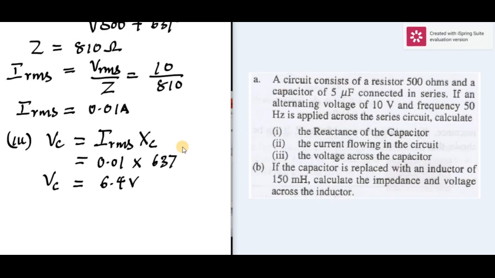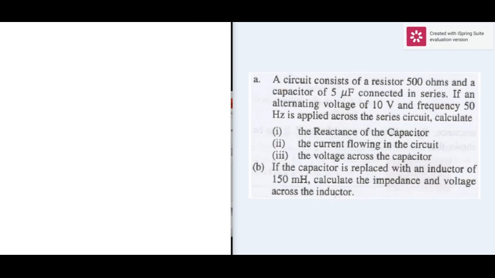Question B said if the capacitor is replaced with an inductor of 150 millihenry, calculate the impedance and the voltage across the inductor. In this situation, the inductor replaced the capacitor. Inductance is 150 millihenry. We convert that to the SI unit: 150 times 10 to the power minus 3 Henry.